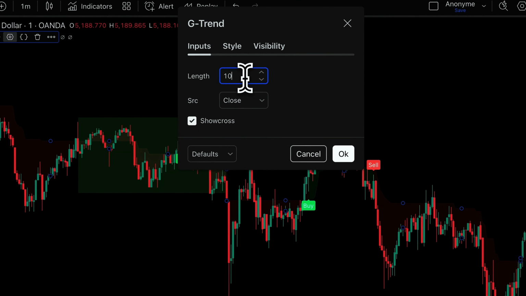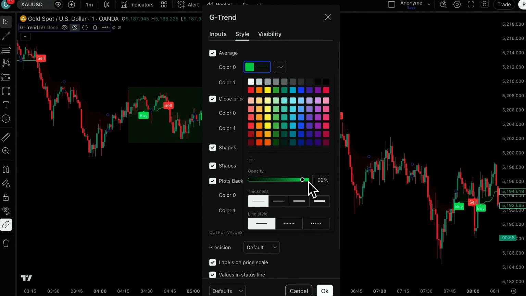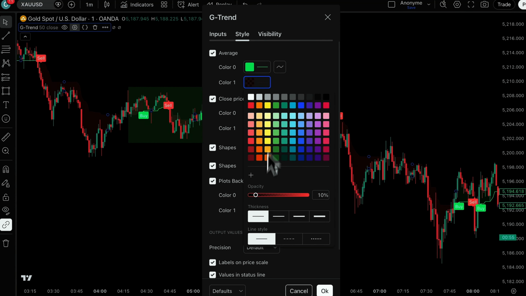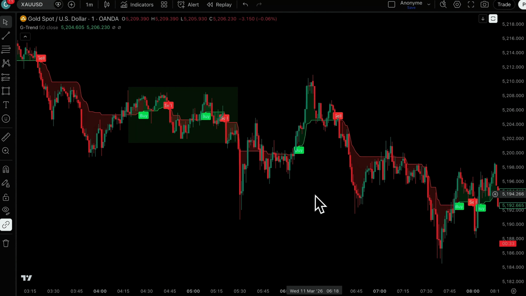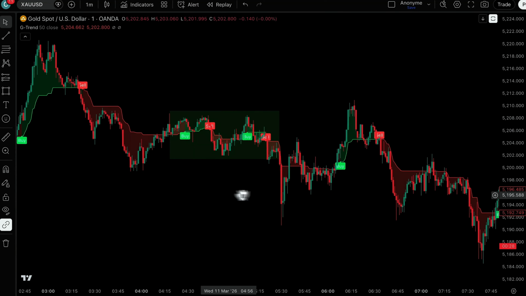Next, we're going to set it up the right way. It's set to 100, but we're going to change it to 50. Next, you can adjust the colors to make it more visible on the chart. Do the same thing here and confirm. You can see that this indicator will give you very precise buy and sell signals.